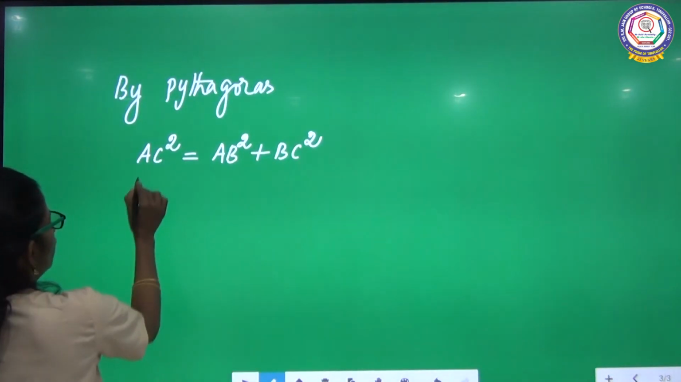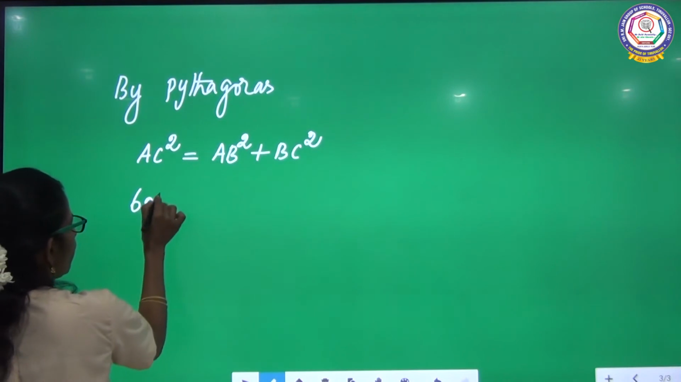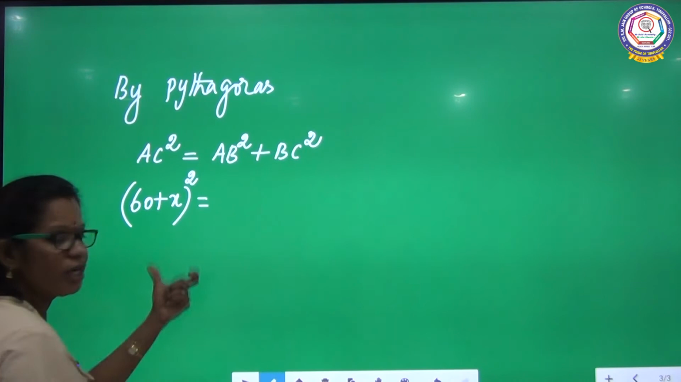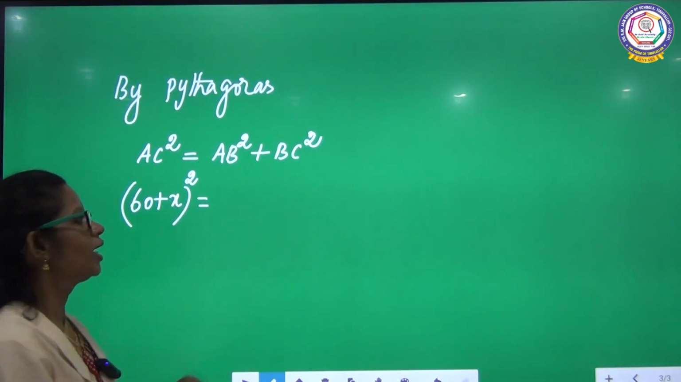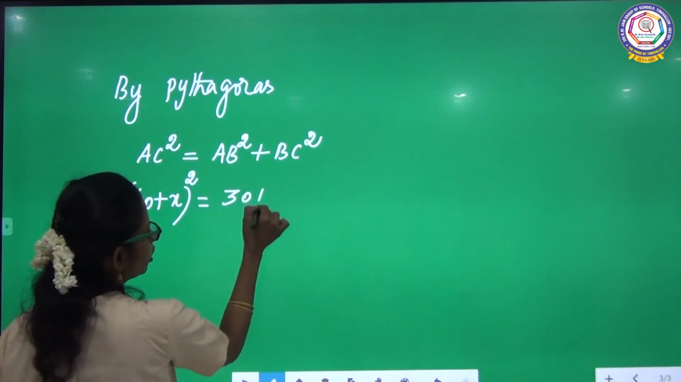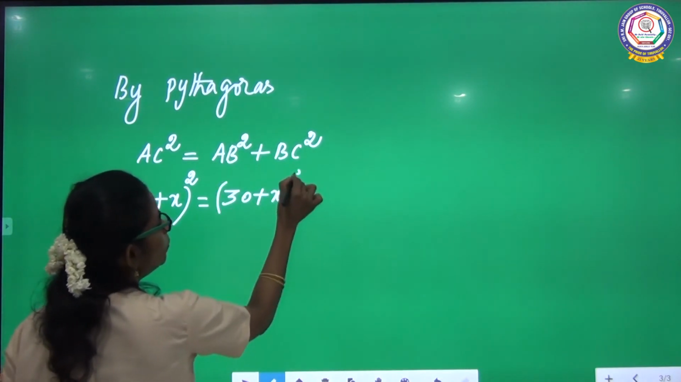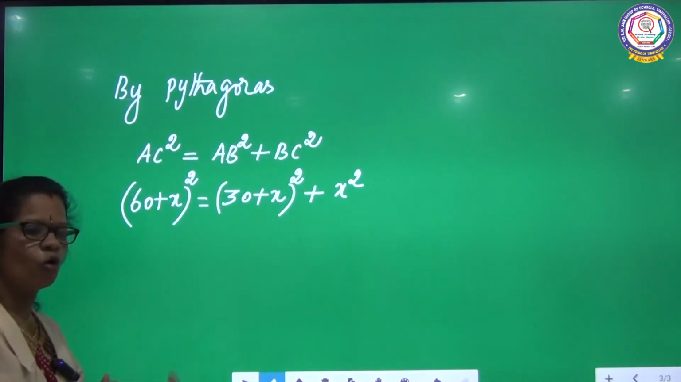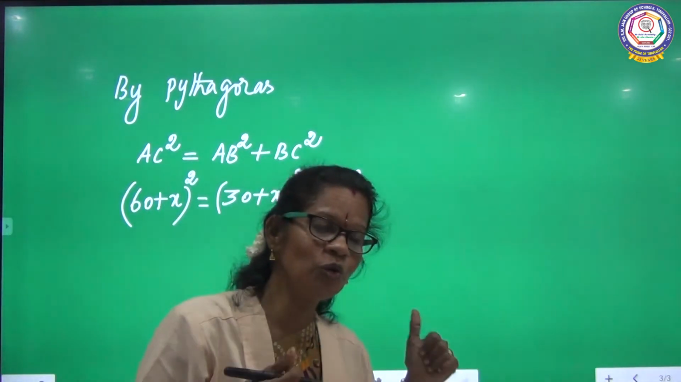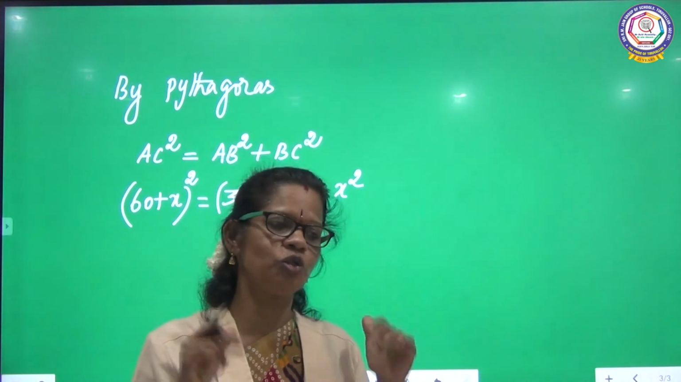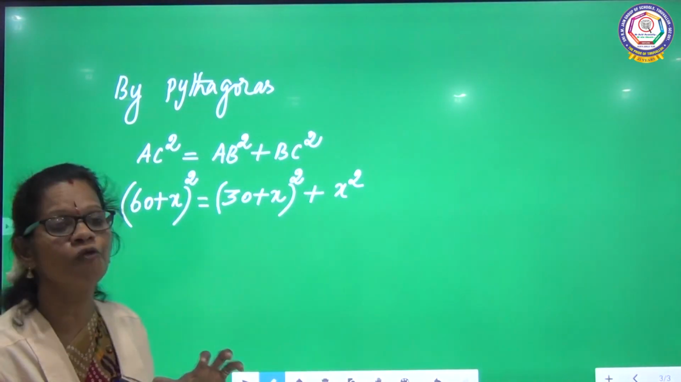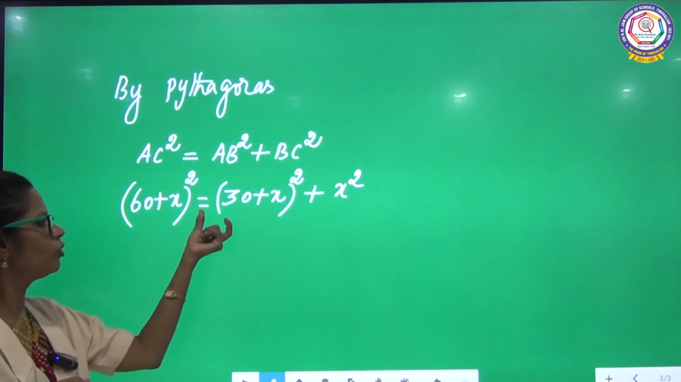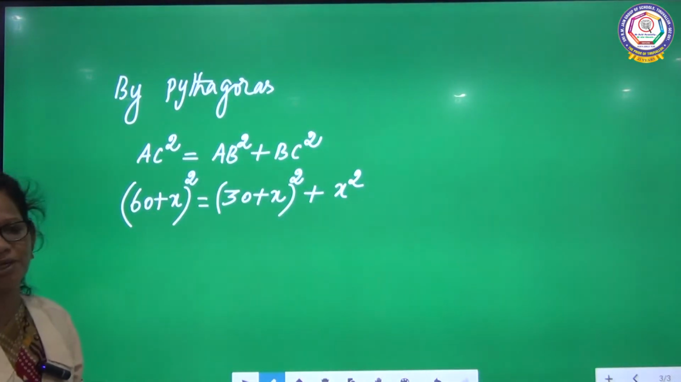Now AC square can be replaced by 60 plus x the whole square. AB square can be replaced by what? 30 plus x the whole square. BC square, very good, x square. Look at the beauty of the sum. You should enjoy it, you should like it, then only you feel maths is easy. Then 60 plus x the whole square equals 30 plus x the whole square plus x square.